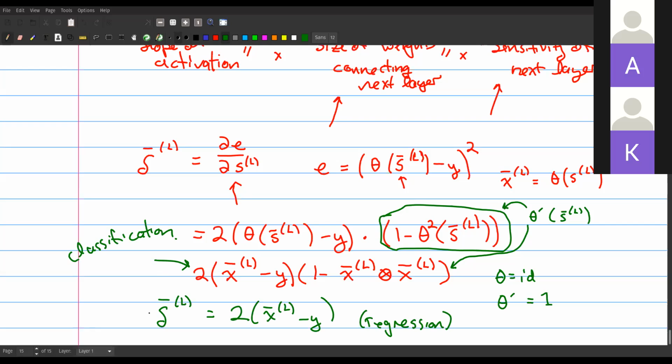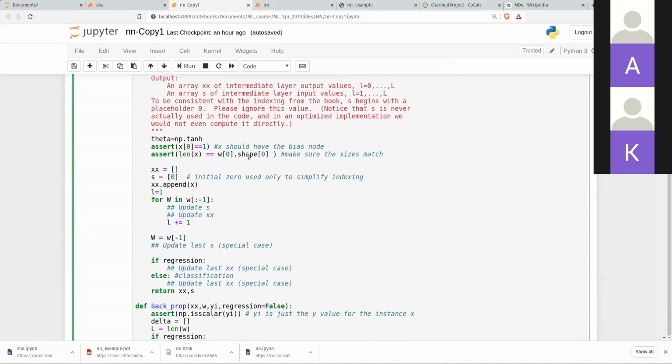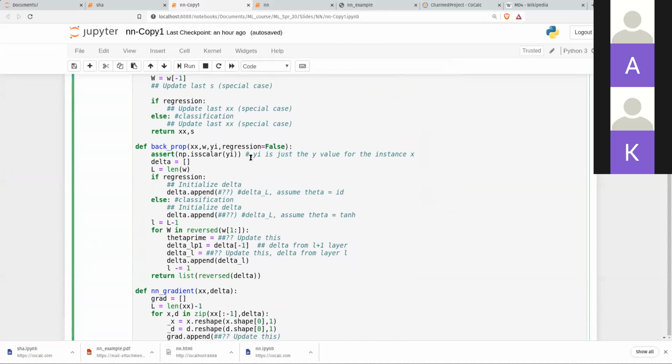All right. So I know that was a lot. Let's go look at the code here for backpropagation.